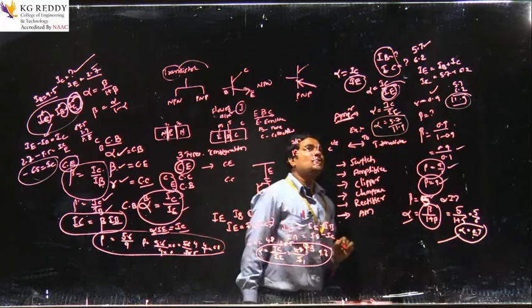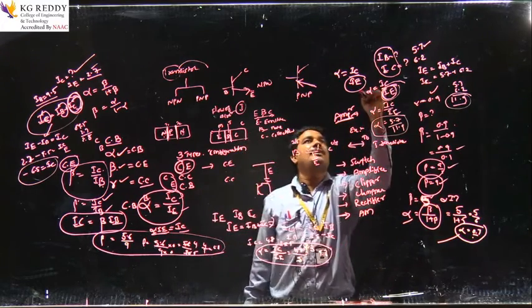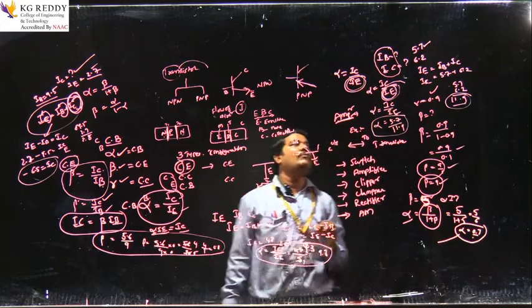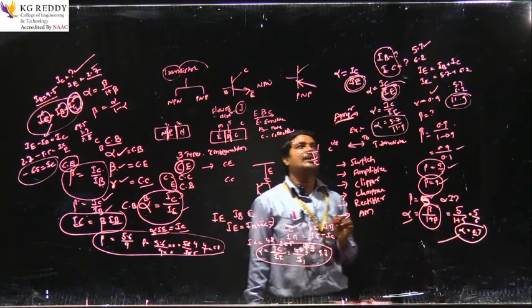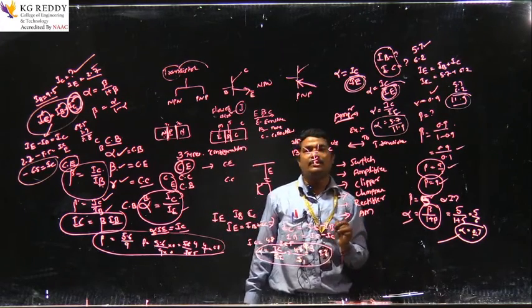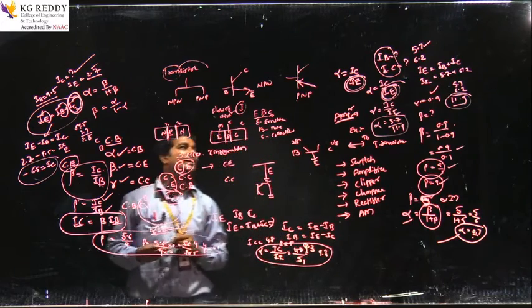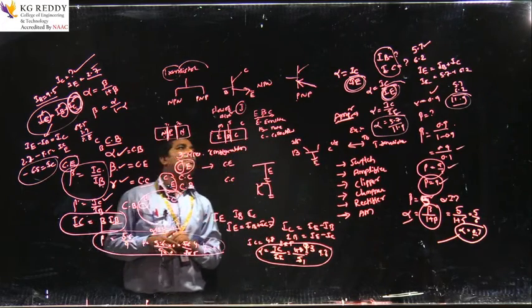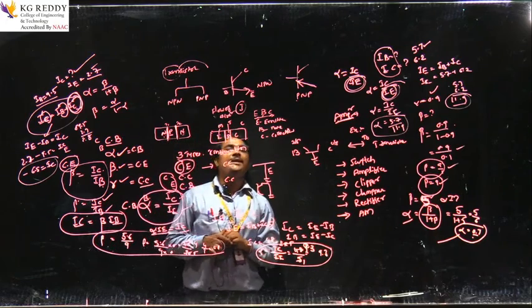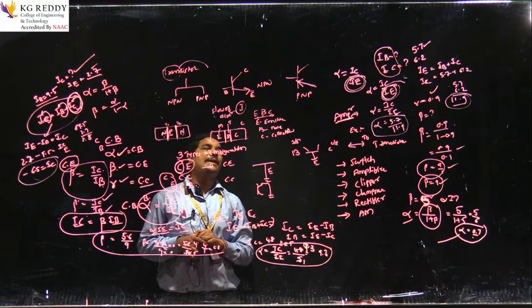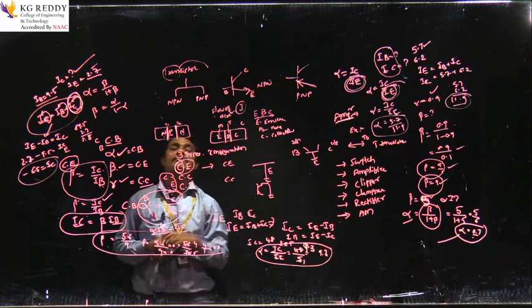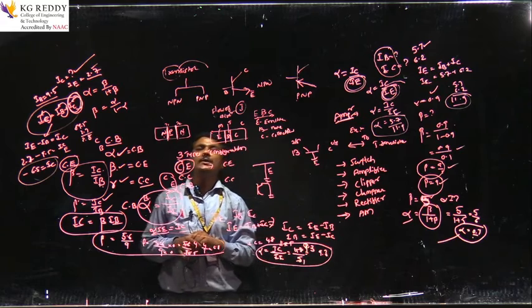Whenever two currents are given, you have to take this relation: IE equals IB plus IC. Emitter current is the summation of base current plus collector current. Here is a question: what is the relationship between alpha, beta, gamma and IE? The options are IC plus IB, IB minus IE, IC plus IE, none. IE equal to the summation of base current plus collector current is the correct answer.